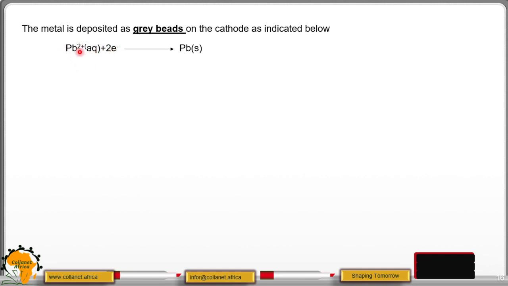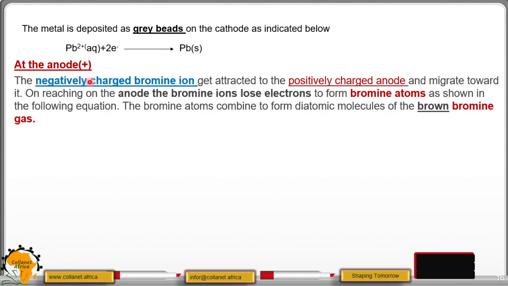At the anode, which is positively charged, the negatively charged bromide ions get attracted to the positively charged anode and migrate toward it. On reaching the anode, the bromide ions lose electrons to form bromine atoms, as shown in the following equation. The bromine atoms combine to form diatomic molecules, meaning 2 atoms coming together to form a molecule of reddish-brown bromine gas.